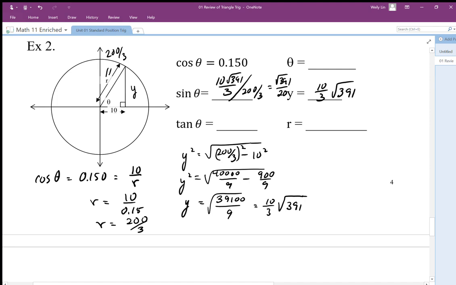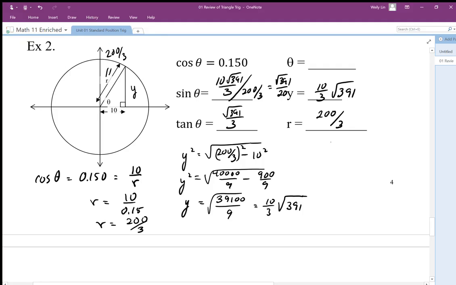My tan ratio works out to be the y over the x, so it's going to be this y coordinate divided by 10, so it's going to be root 391 over 3 when you simplify it. The radius we worked out as 200 over 3. It's a little bit messy because of the fractions when we're trying to keep exact values. Now, we could kind of cheat and do decimals, but really we want to try to keep exact values when possible. So the last part of this is we need to then convert this into an angle.